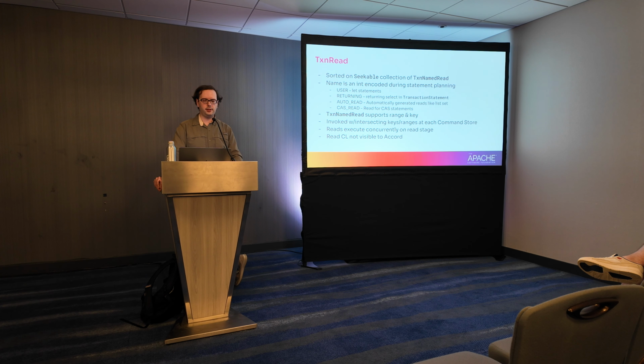So there could be a couple of different independent counters in the planner that's incrementing these IDs. And so there's user. If you have a transaction statement with a let, those will get the user prefix. If it's the returning select, it'll get the returning prefix. If it's an automatically generated read for SQL operations that aren't reads, but may implicitly require one, like list append, I believe, or set, those get encoded as auto reads. And if it's a cast statement, the read for that gets encoded as a cast read. So transaction name read supports both ranges and keys.